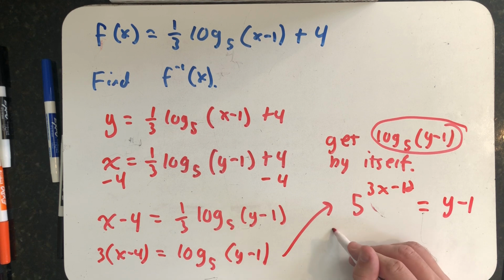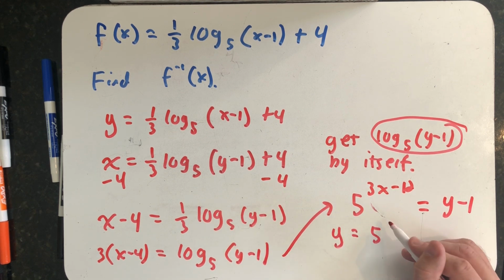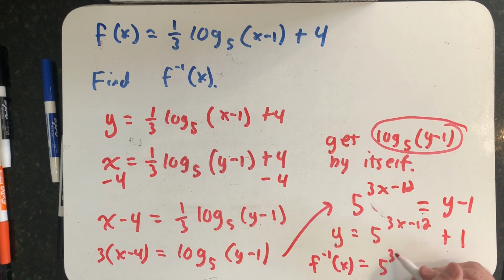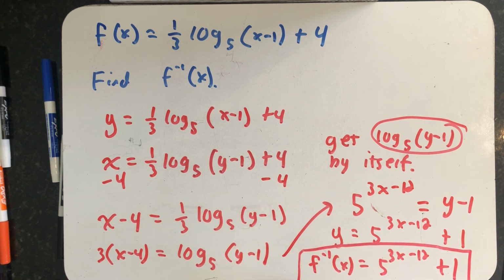Let's add 1 to both sides. y is equal to 5 to the 3x minus 12 plus 1. Finally, I'll write that as the inverse function. All right, and there is my final statement for the inverse function.